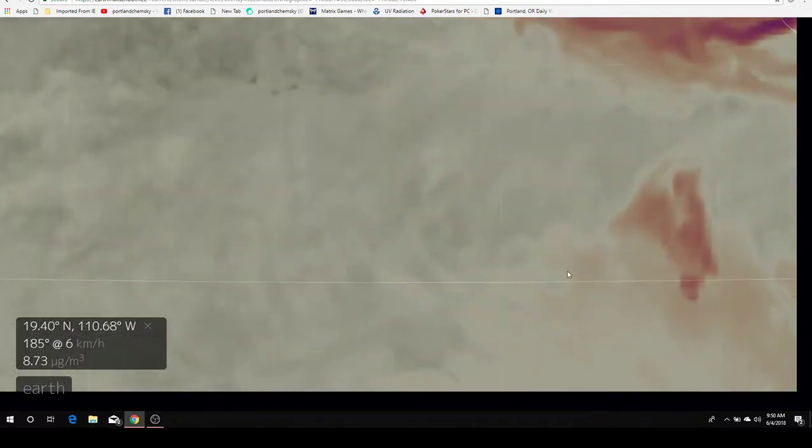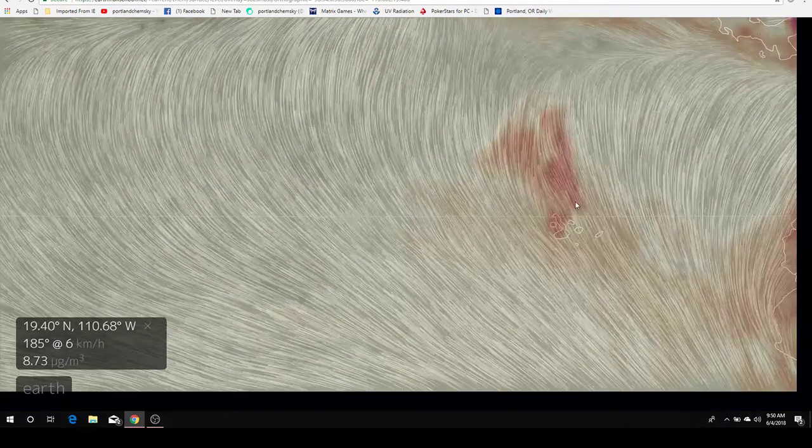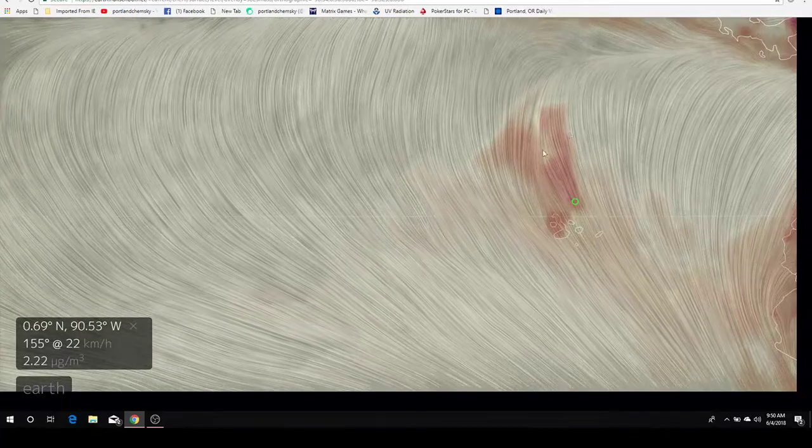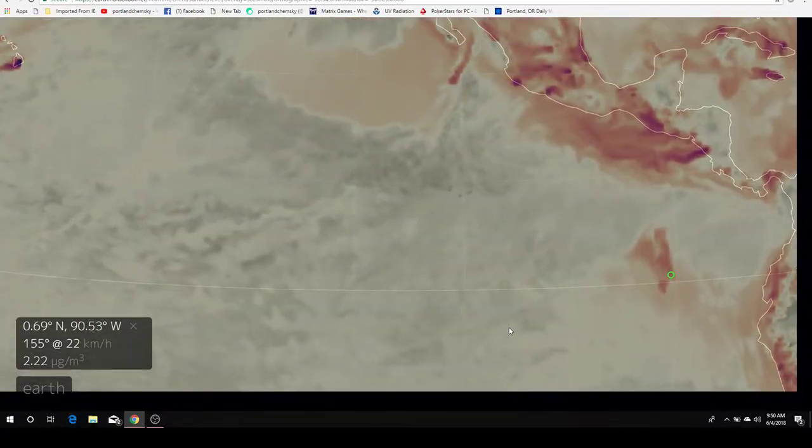There's no island there. Here's the Galapagos. This has just continued for months. It seems to be getting a little bit more active. More fumes.